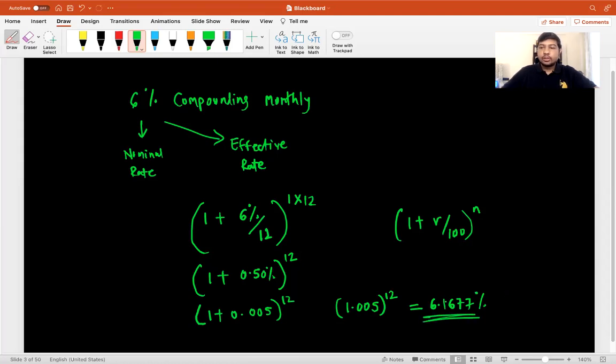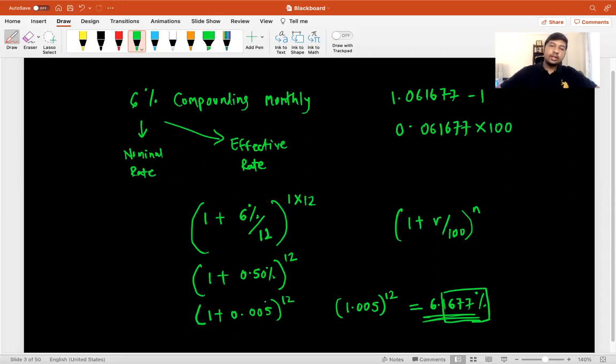Okay. So because of the compounding frequency, you're getting this 0.1677% extra. Now, if I solve this, I got 1.061677. Now, why did I do a -1? The reason I did a -1, because if you see over here, I had added 1. Okay, so I have to deduct that 1. So after I deducted 1, what I got was 0.061677. And then later on, I multiplied it by 100.